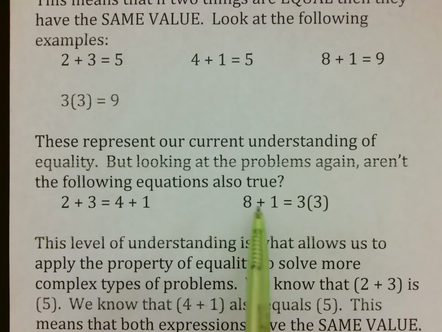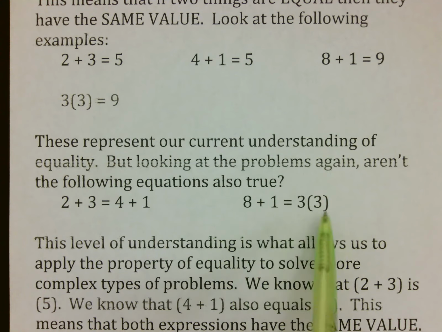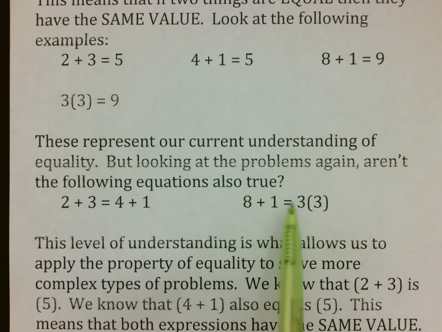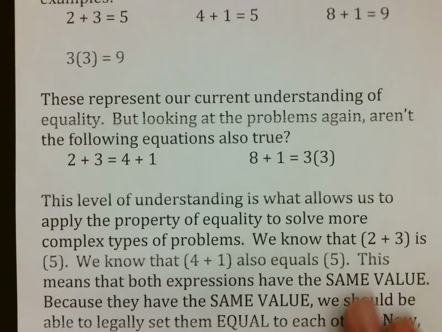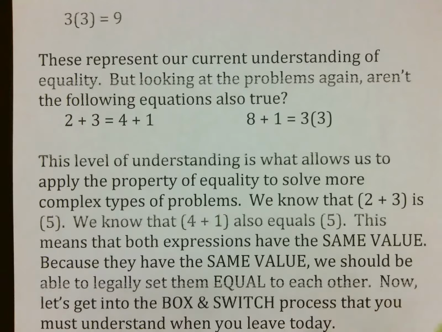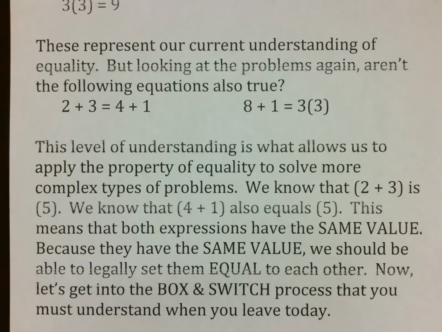Same thing here, 8 plus 1 is 9, 3 times 3 is 9. Because they have the same value, you can put an equal sign. They are equal to each other. Again, this level of understanding is what allows us to apply the property of equality to solve more complex problems.